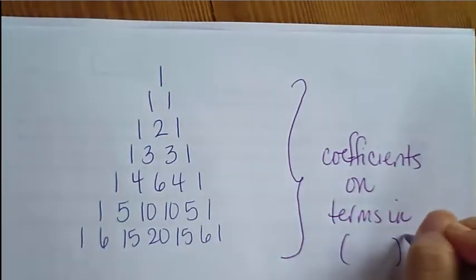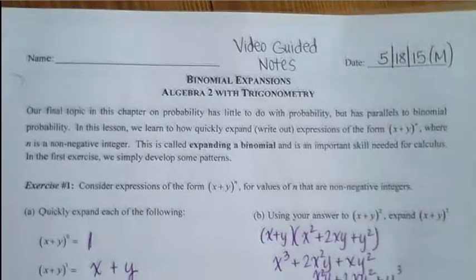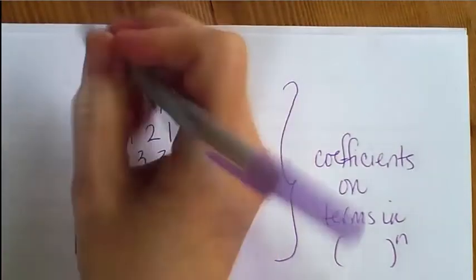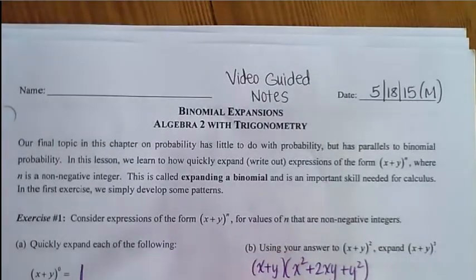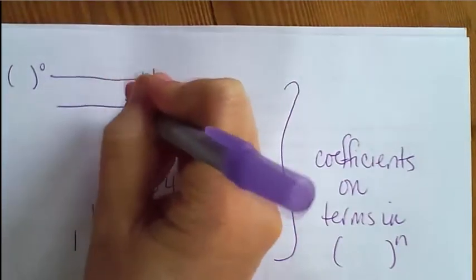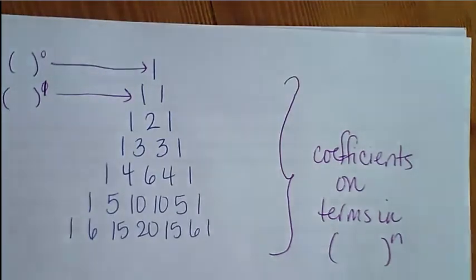in a binomial expansion. Okay, so here's how that works. If we think about what we got when we did x plus y to the 0th exponent, all we got was a 1. So the first row in Pascal's triangle is the expansion to the 0. If we look at the coefficients on the expansion x plus y to the first, it's really 1x plus 1y. There's the second row in Pascal's triangle. So these are the coefficients on a binomial expansion to the first.